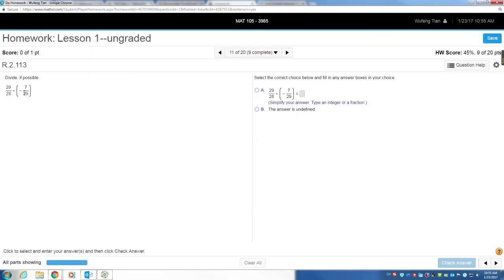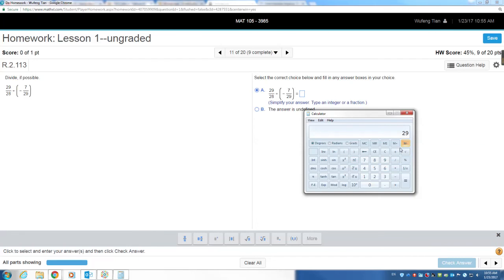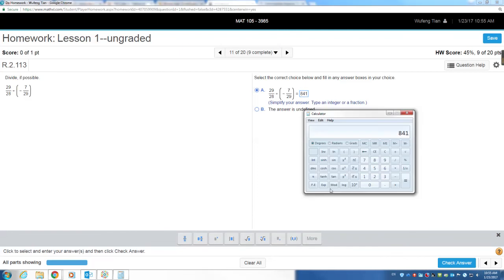And keep, change, flip. You flip it up and it's divided, right? So you have to flip it over. So 29 over 8 multiplied by negative 29 over 7. So 29 times 29 divided by 28 times 7. You can use a scientific calculator to do this. 29 times 29, 841, divided by 28 times 7, 196.